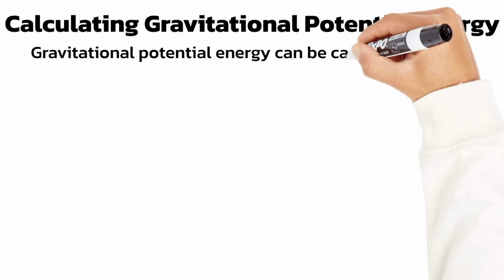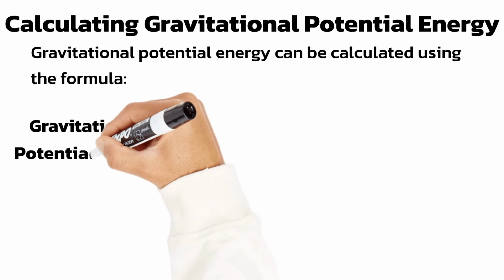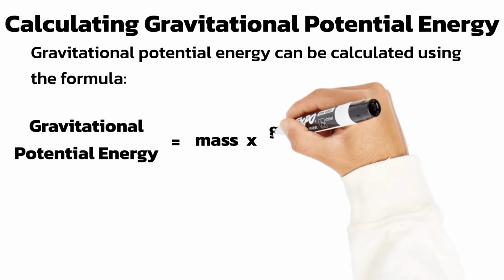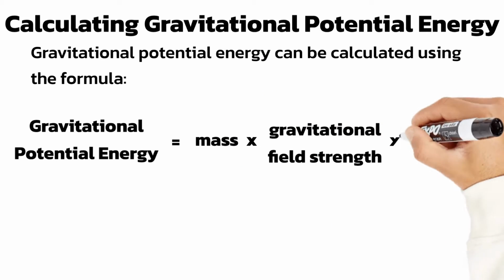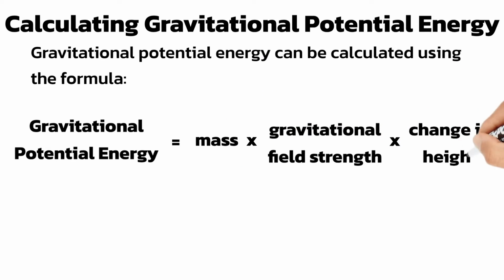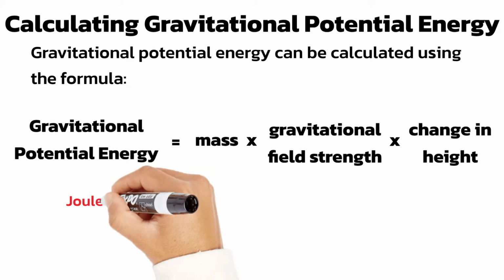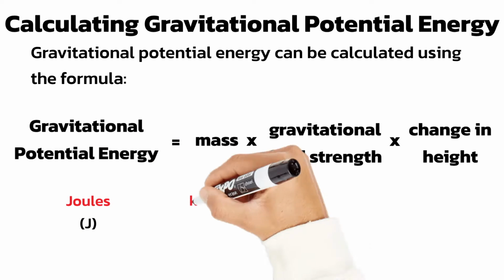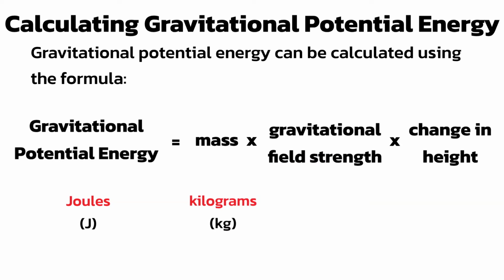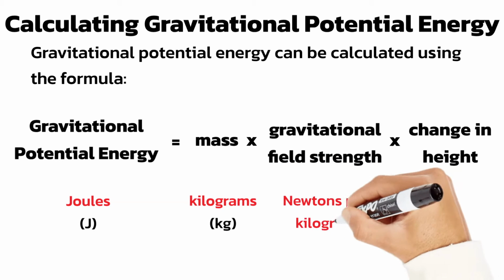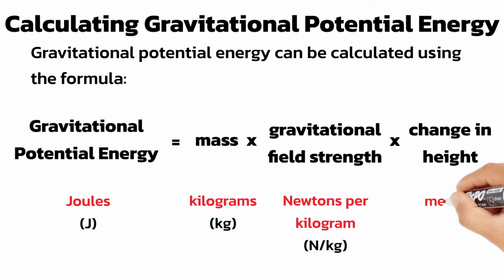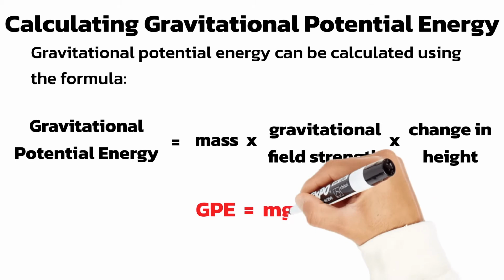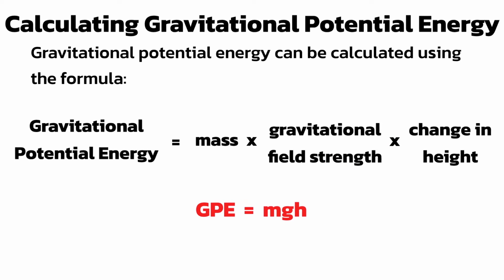Gravitational potential energy can be calculated using the formula, gravitational potential energy equals mass times gravitational field strength times change in height. Where the gravitational potential energy is measured in joules, the mass in kilograms, gravitational field strength in newtons per kilogram, and the change in height in meters. This is normally shortened to GPE equals mgh.